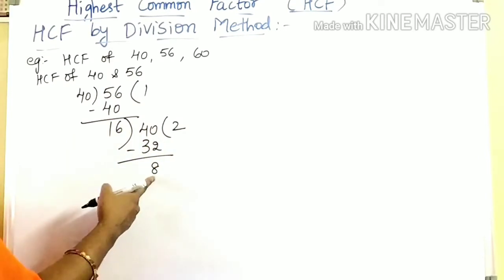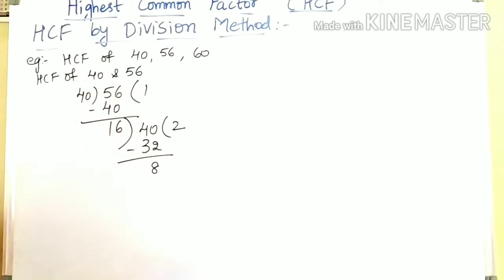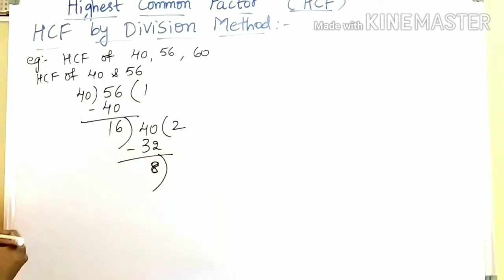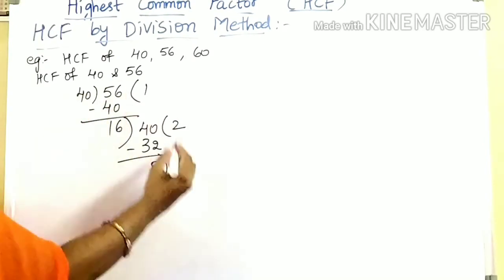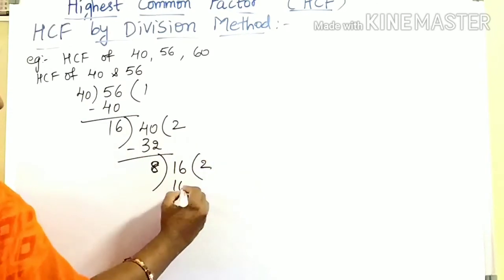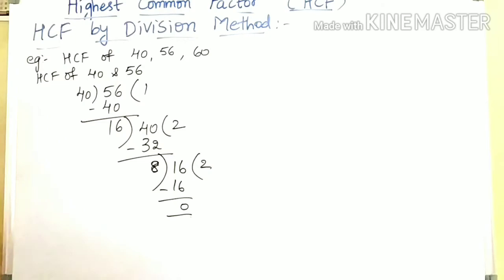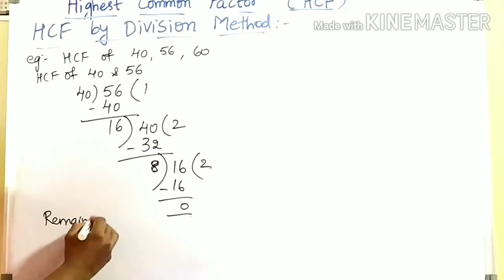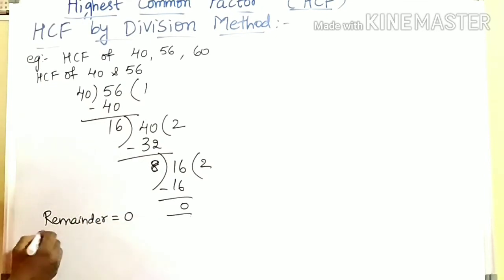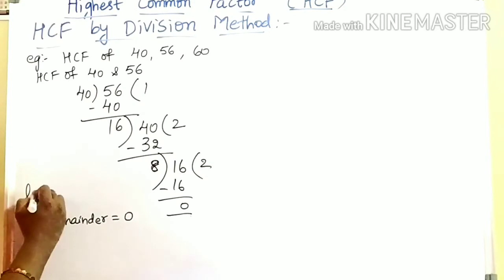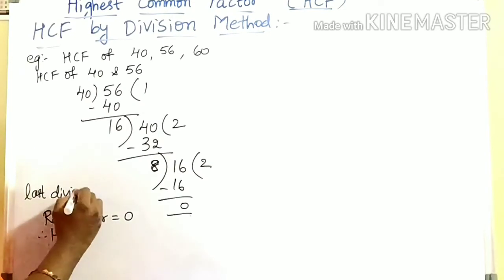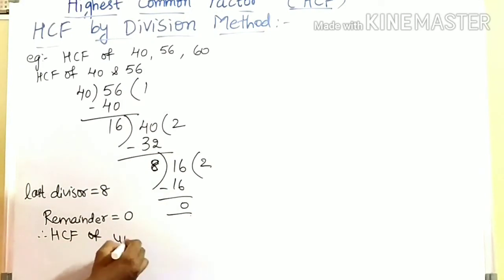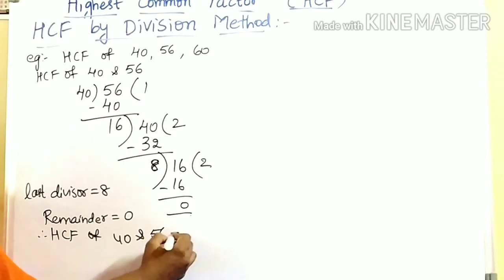Now here the remainder is not 0. You have to divide until you get the remainder as 0. Now 8 is the remainder, so it will become the divisor and the previous divisor will become the dividend. Now 8 twos are 16. Now you got the remainder as 0. So what is the last divisor here? 8. Therefore, the HCF of 40 and 56 is nothing but 8.